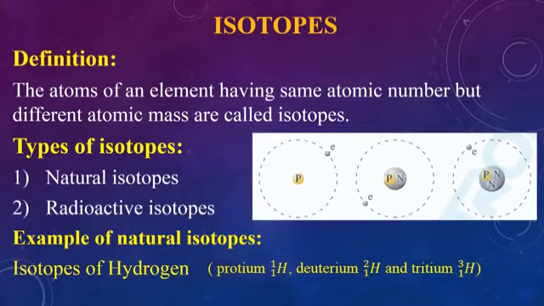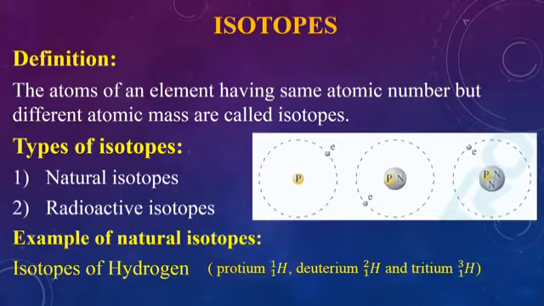If we talk about natural isotopes, an example is the isotopes of hydrogen. You might have known about protium, deuterium, and tritium. Here in this figure you can see there are three atoms having the same atomic number but different atomic mass. And how will you get to know that all of them have the same atomic number? You have to note down the number of protons in all these atoms.